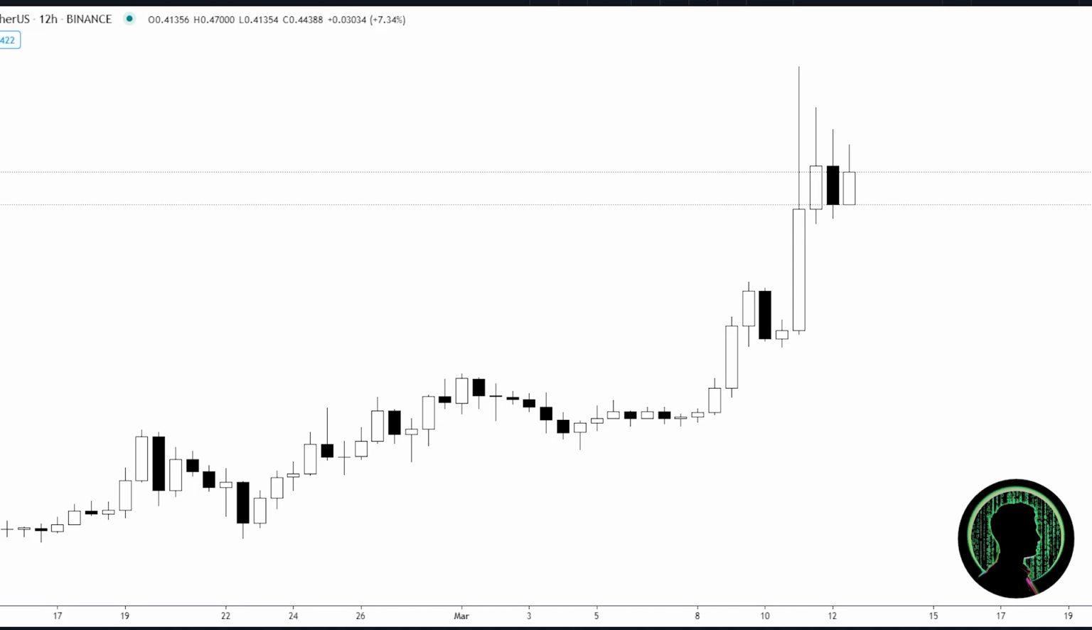Koala says, do you use hard stops when scalping? I do not. I never scalp with size that gets me liquidated. So that's also one thing.